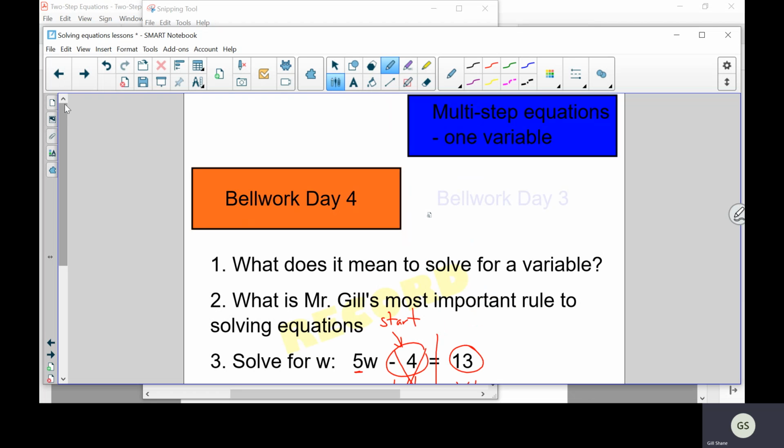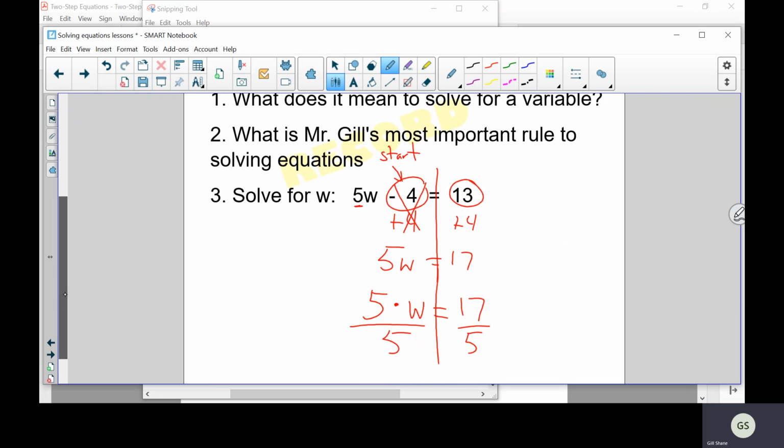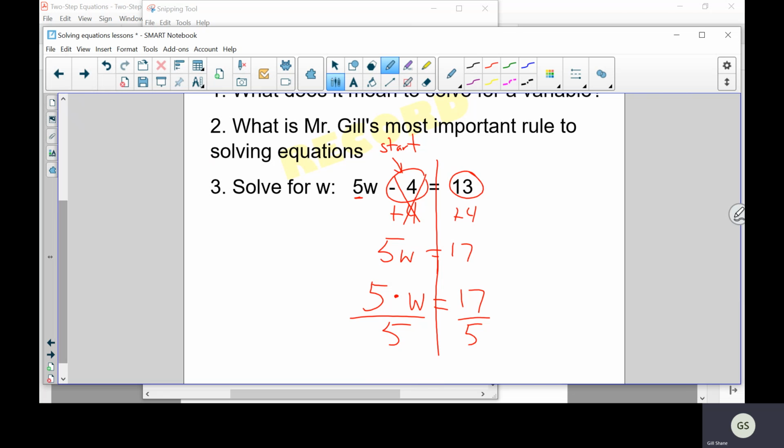I'm going to just say what we've already gone over, just for the recording. So we've already gone over number 2. What is Mr. Gill's most important rule? Whatever you do on one side, you do to the other side. We went over the 2 steps for solving a 2-step equation.